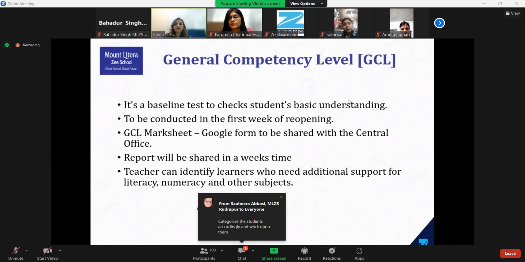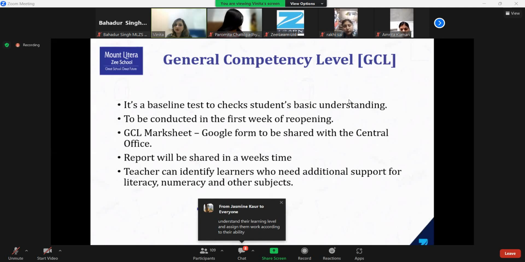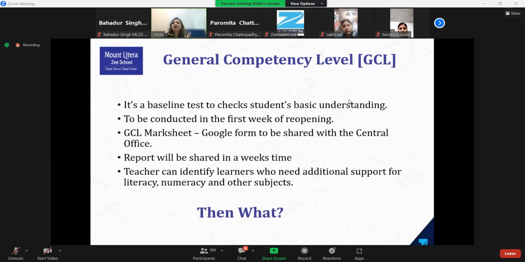Okay, extra support to be figured out, categorize the students accordingly and work upon them. Okay, work upon them in what way? What do we really need to do? In what manner? Charu says give them remedial class. True that, right? Pooja says remedial classes. Jasmine says understand their learning level and assign them work according to their ability. Suman says that we come to know about the areas where we need to work. Fine, fantastic. Deep Bedi ma'am says that we understand the areas where focus is required.